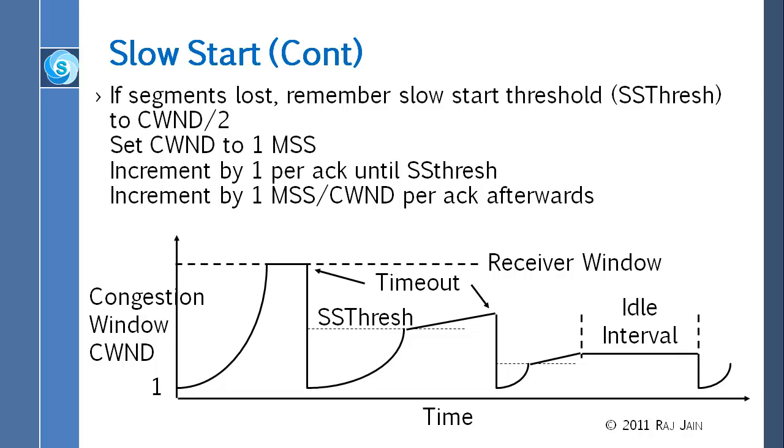Yeah. How do you decide whether to go exponentially or to go linear? Oh, you just decide by SS thresh. If you are below SS thresh, you go exponentially. So in the beginning, SS thresh is right here at the receiver window, so you go exponentially all the way up. Now suppose you didn't reach there and you dropped right from here, then you will set the SS thresh to half of that.